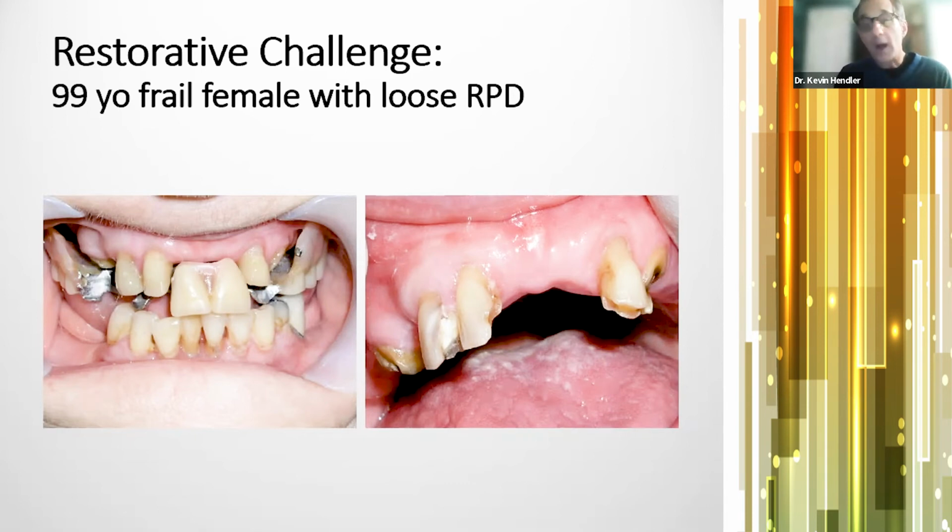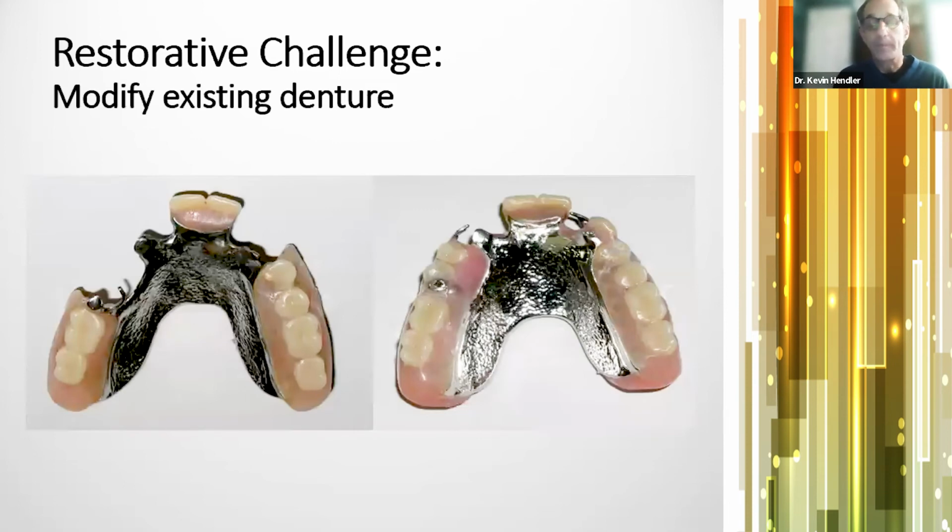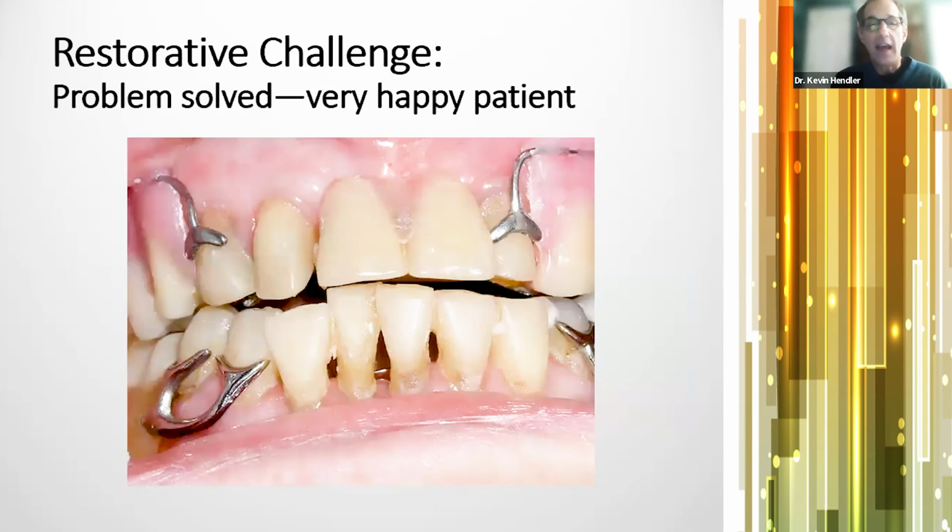And the simple solution here was to modify the partial. So I did a couple of fillings in the teeth that had decay, and then added some clasps on and replaced the missing teeth. And now she has a retentive partial that improved the aesthetics, and she was very happy, and the problem was solved.